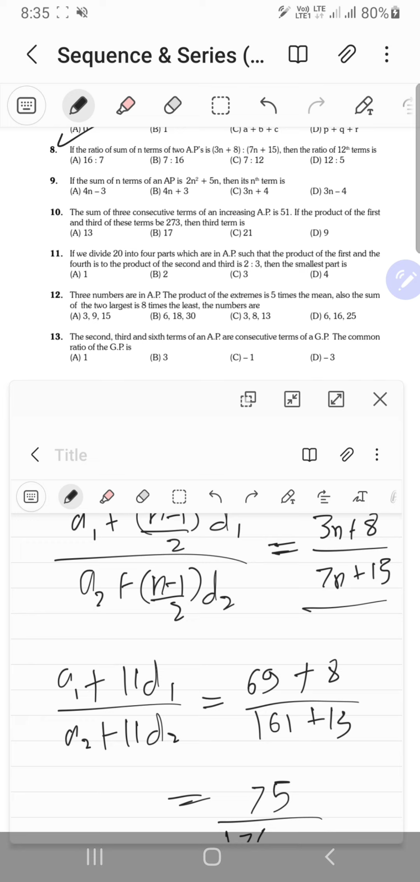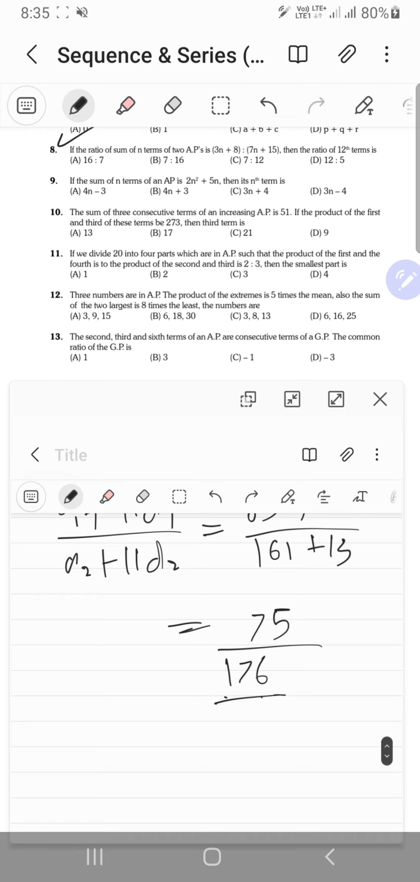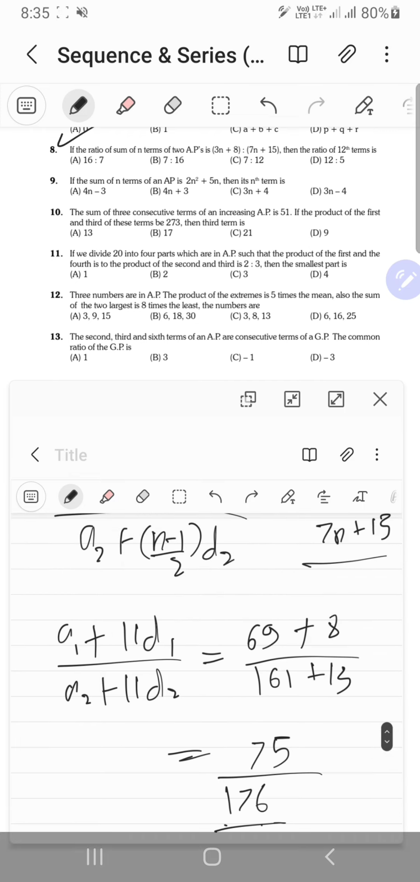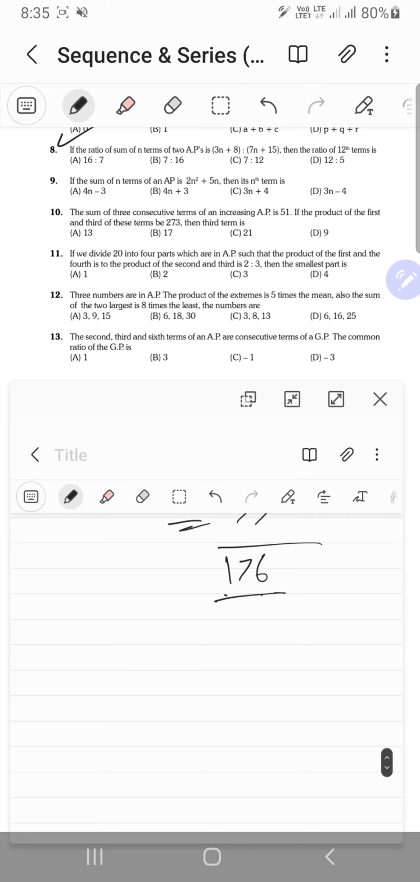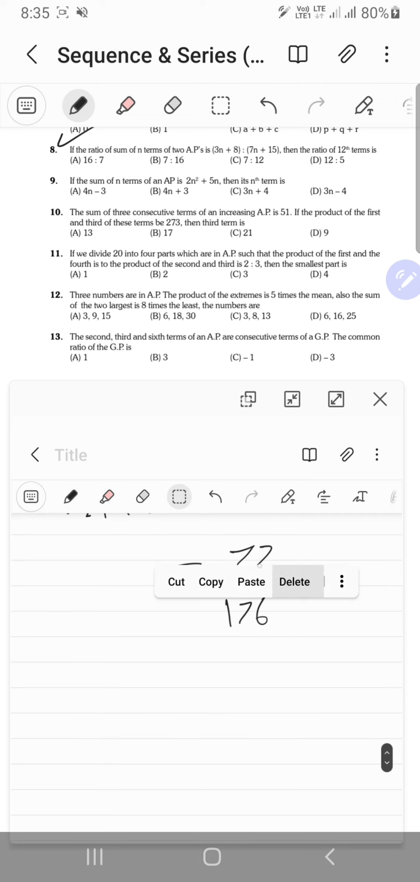Why is this not working? Because 23, that is how it should be. Why would it be 23 into 7? That's just 14, 21, that is 161. 23 into 3, that is 69, plus 8. Oh, sorry. This is not 75. Why did I say this is 75? This is 77. Is this a multiple of 7 maybe? Oh, it's a multiple of 11. So this is 7 upon 16. There we go. Next question.